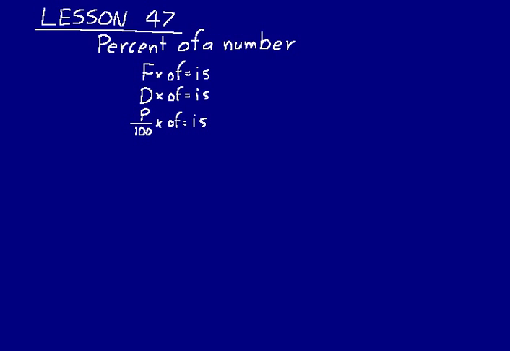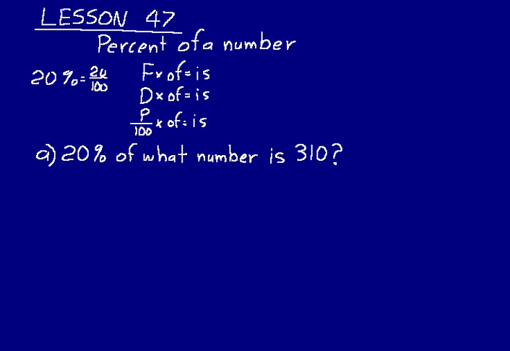Now the reason we don't just say p, we write p over 100, is usually when you're talking about percent, you just write it like this, 20%. But really that means a fraction of 20 over 100, right? That percent symbol is shorthand for 20 over 100. So if we see 20%, then we just put that 20 in for p, and p over 100 times of equals is. Let's go ahead and do a practice problem.